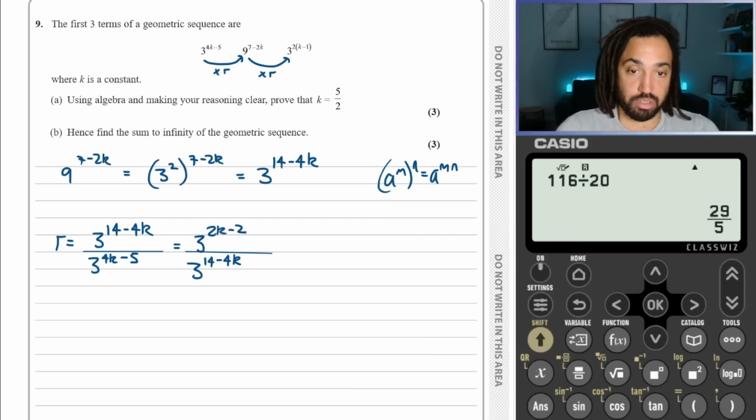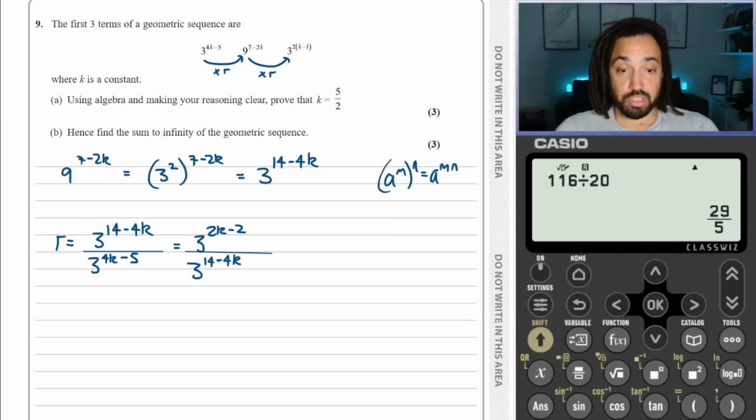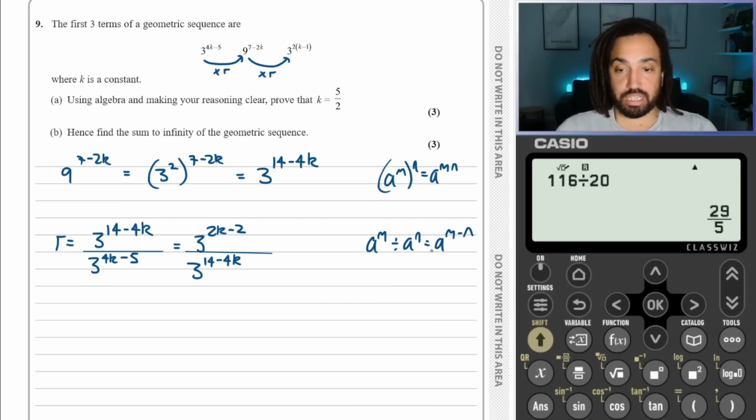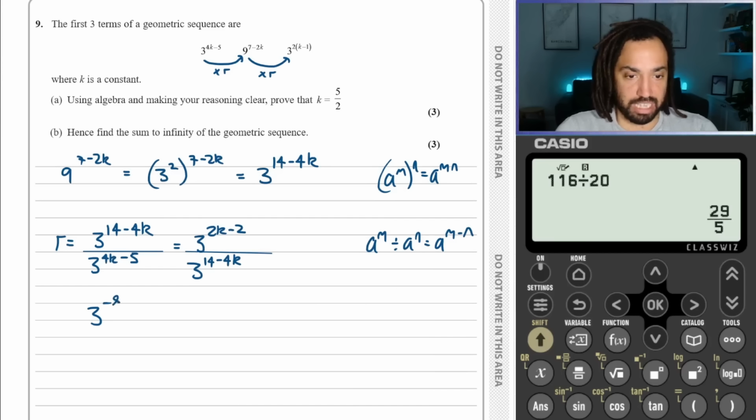2k minus 2. And then both sides of this equation, we've got 3's with powers, and we're dividing the 3's. So when you divide 3's, we're going to use this indices rule, which subtracts the powers when you divide and the bases are the same. So subtracting the powers, we will get, oh gosh, minus 4k is minus 8k, and 14 minus minus 5 is 19.